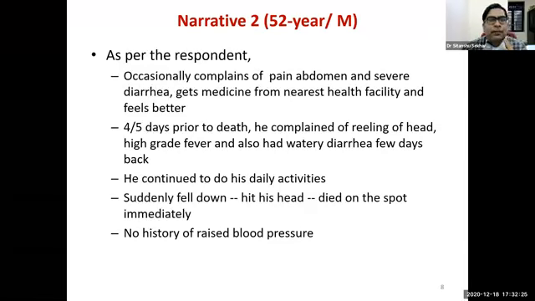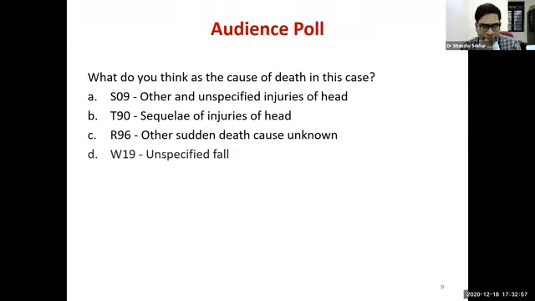As for the respondent, it is about a 52-year-old male who occasionally complains of pain in the abdomen and severe diarrhea, gets medicine from the nearest health facility and feels better. Four to five days prior to death, he complained of reeling of head and high-grade fever, and also had watery diarrhea a few days back. He continued his daily activities, then suddenly fell down, hit his head, and died on the spot immediately. There was no history of raised blood pressure mentioned in the narrative. So what do you think the cause is?